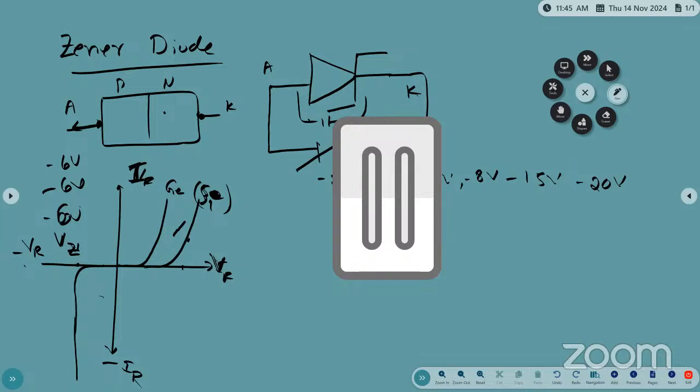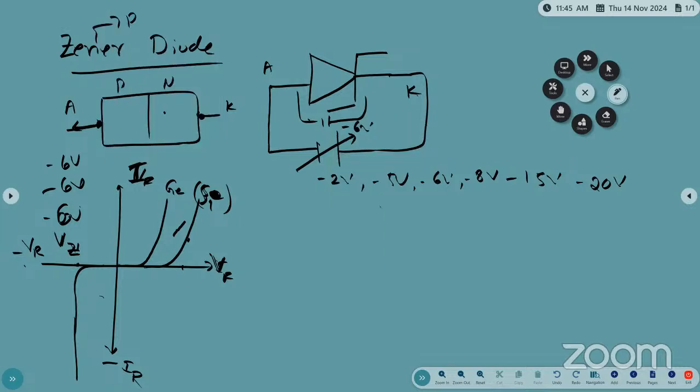So irrespective of the input voltage, the output voltage should be constant. That is called a regulator. From 230 it can regulate to 5 volts, 240 can regulate to 5 volts, 300 volts can regulate to 5 volts. That is called the regulator concept. Now under reverse bias, the Zener diode is acting as a regulator. That is called the Zener regulator. So where you require a constant voltage, you can use the Zener as a regulator.